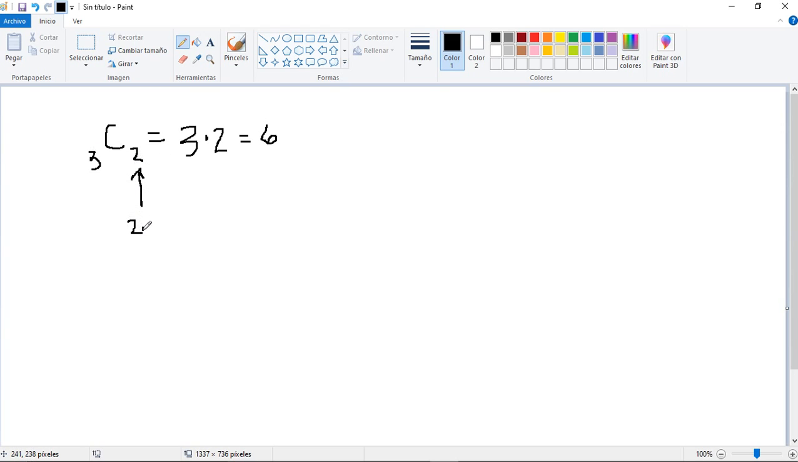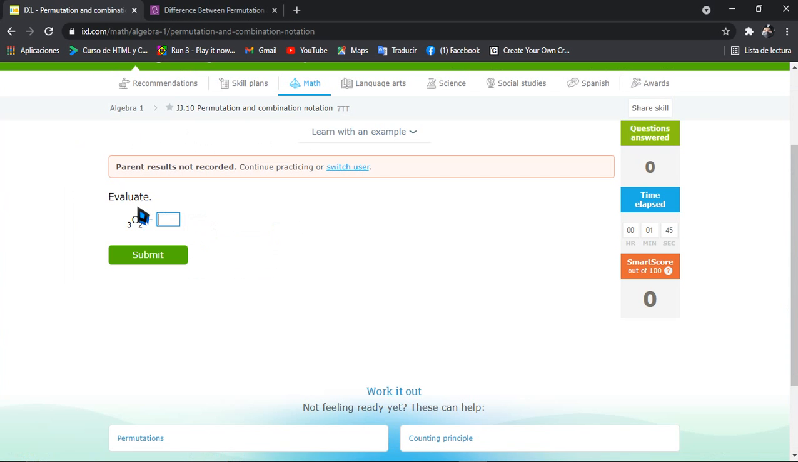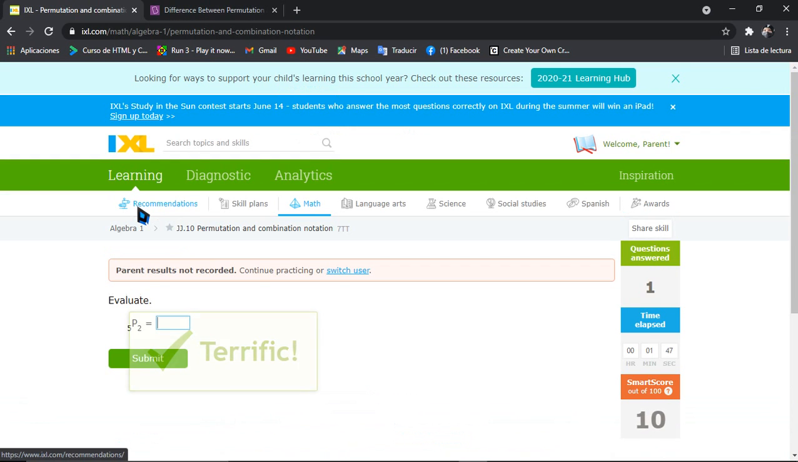So 2 times 1, this is the factorial of number 2. 2 times 1 equals 2, and it is going to be divided by this number over here. So it equals 3. So there are 3 possible combinations with this information. Okay, so we type number 3, and it is correct. So here it is a P, so it is permutation.